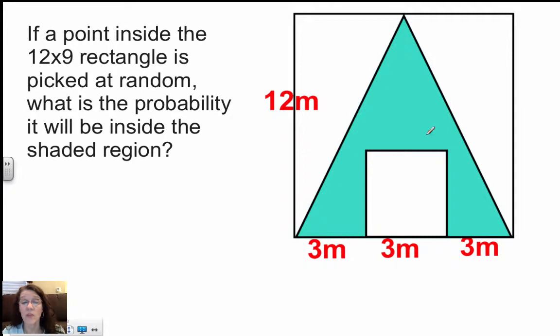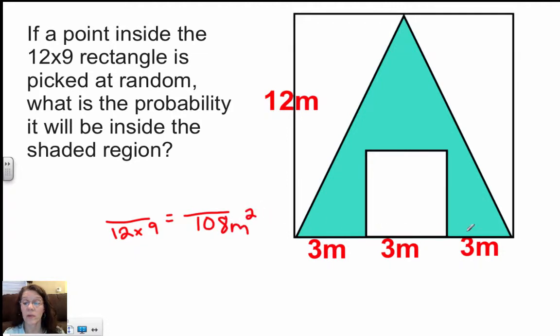All right, we can also look at things geometrically speaking. It says if a point inside this 12 by 9 rectangle is picked at random, what is the probability it will be inside the shaded region? So in other words, inside this blue region. Well, the entire region is this 12 by 9 rectangle. So we're going to put in our denominator 12 times 9. 12 times 9 is 108, and it's meters squared.